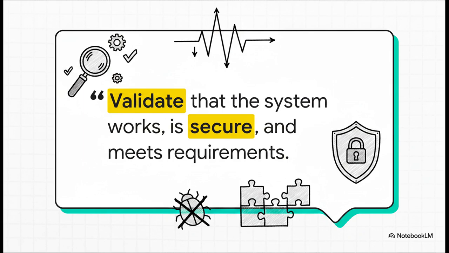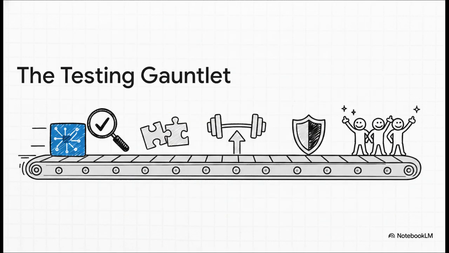Okay, so the code is written, but hold on, we can't ship it yet, not even close. Before a single user gets to see it, the software has to survive a trial by fire. Testing isn't just about squashing bugs, it's a deep, comprehensive validation to make absolutely sure the thing works, that it's secure, and that it actually does what it promised to do. And I mean, it really is a gauntlet. We're not just kicking the tires here.